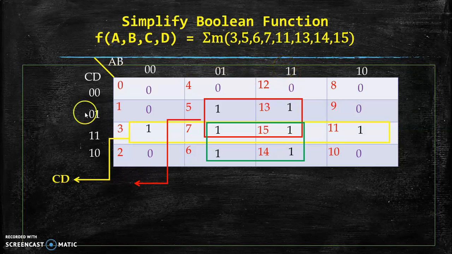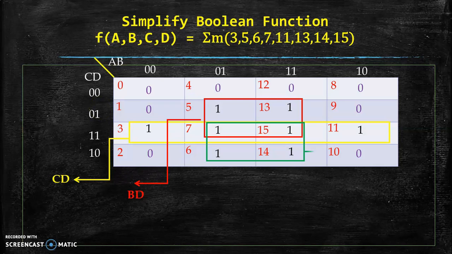Same way for CD, 0, 1 and 1, 1. So C is shifting from 0 to 1. So we have to eliminate C. And D is 1, 1 common. So we have to take D. So the product term is BD.